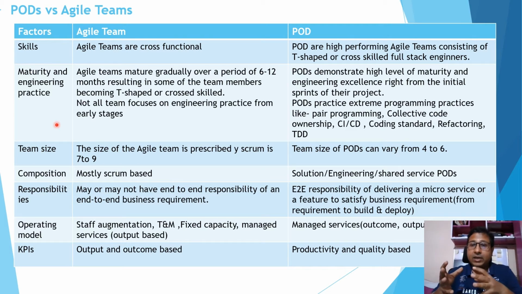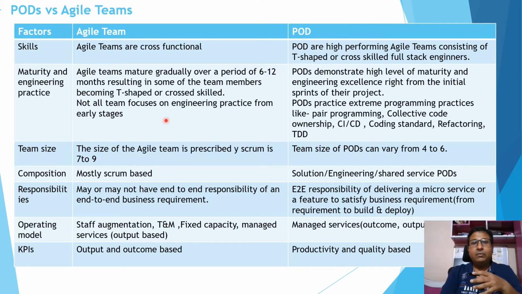Whereas the pod demonstrates just the completely opposite of this, right? From the first phase itself, the pod started demonstrating a high maturity level, and they started leveraging engineering excellence right from the initial phase of the project delivery. Pod practices the extreme programming XP practices like pair programming, collective code ownership, CI/CD, coding standards, refactoring, TDD, and so on and so forth, right? So all the best-in-class engineering practices are in place, and that makes the pod a high-performing one from almost the day one, right?